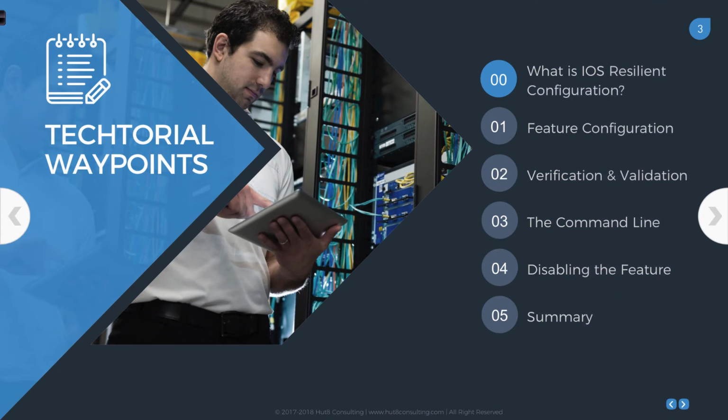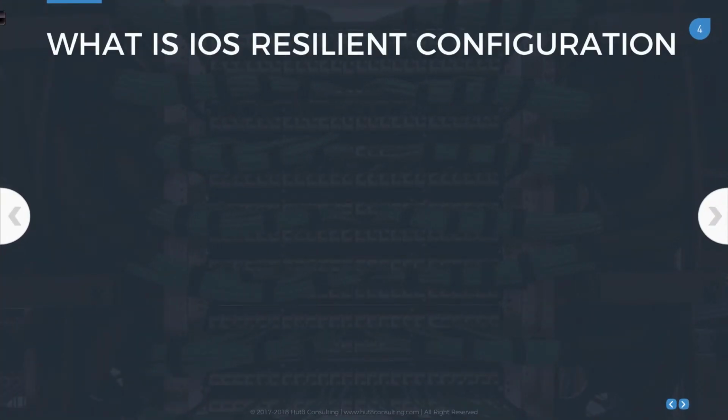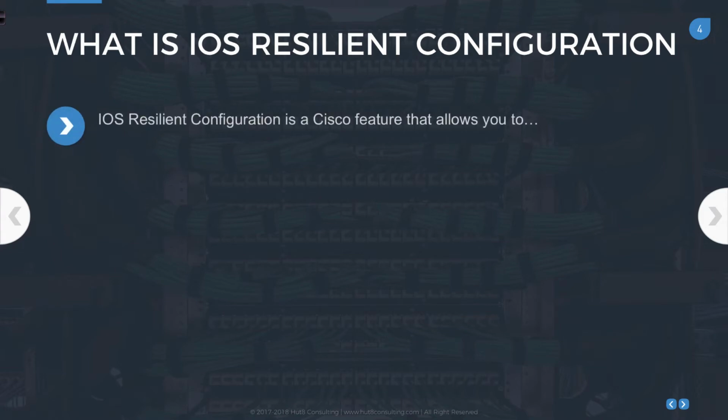So here are the Techtorial waypoints. In other words, where are we going to be stopping along the way to have a quick discussion, to go to the command line, and to take a look at the different features of the IOS Resilient Configuration. So first of all, we want to start out by explaining what is Cisco's IOS Resilient Configuration feature set.